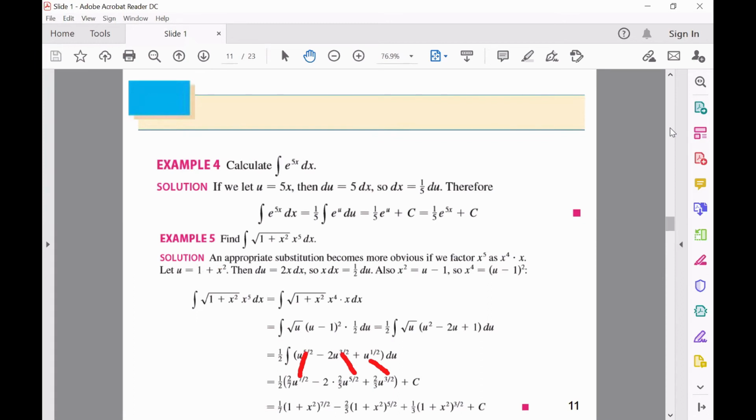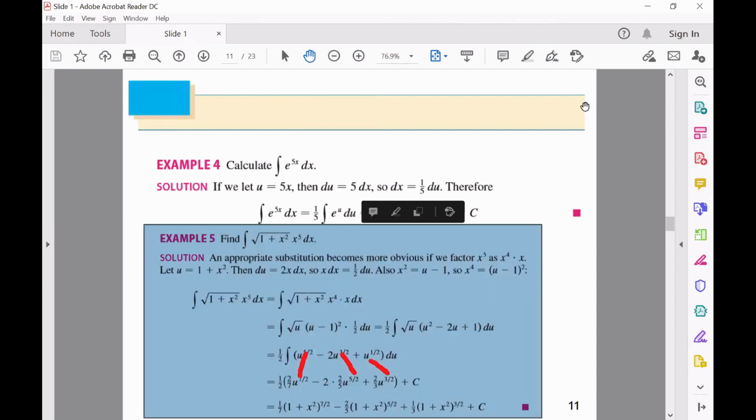So to summarize, guys, there are two things. We try to name the u, then we write du in terms of dx, and we try to write everything inside the integral in terms of u and du. Okay, a function of u and du. Is it clear? I hope it's the case.